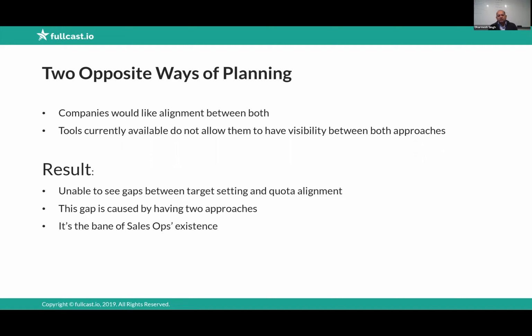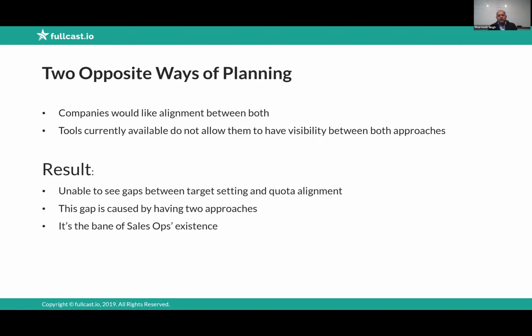But essentially what you've seen is that companies like an alignment between both, right? You desire to have a number that's rolled out to the field, and then, in an ideal world, to be able to get that feedback from the field and roll it back up so that we can all make very informed decisions. The challenge is that the tools currently available are very limited in aligning the two worlds together. As a result, what we see is a gap between the target setting itself and the quota alignment that the reps are carrying in the field.